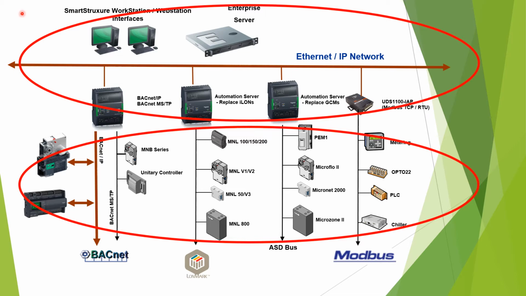Tier 2 can consist of a variety of devices and communications protocols from different vendors. Here we show the flexibility of an automation server and its ability to communicate on several platforms such as BACnet over IP, BACnet MSTP, LAN, and Network 8000 ASD.